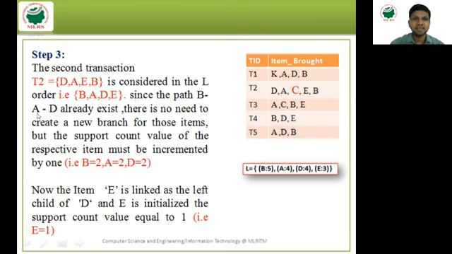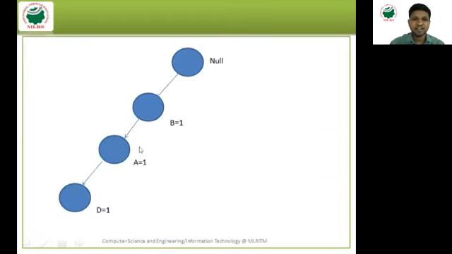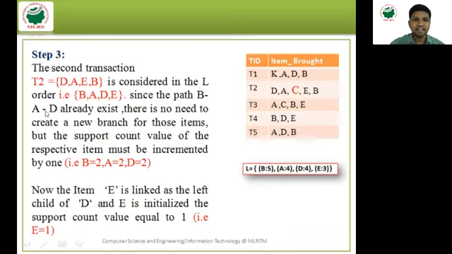Since the path BAD already exists in this list, a direct path is available. In that case, since the path B, A, D already exists, there is no need to create a new branch. Why would we create a new branch? B, A, D already existed, so you are just appending into the existing branch, right? Now what is the value of B there? It is incremented by one. If the path is not available, the value will become one only. Now you will get the idea.